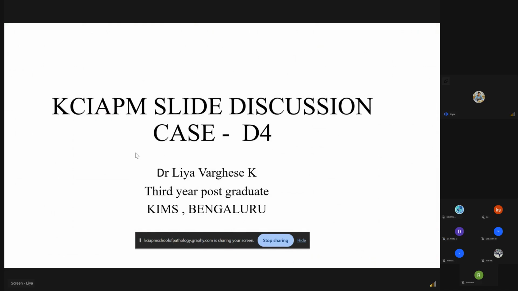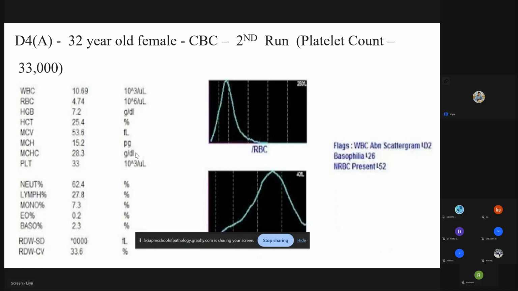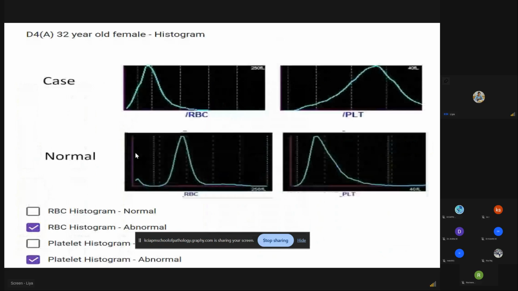First case is a 32-year-old female. The complete blood count in the first run showed a platelet count of 23 lakhs, WBC being 10,700, hemoglobin 7.2 grams per deciliter, and a flag was noted for basophilia and NRBCs, the relative count being 2.6%. The CBC in the second run showed a platelet count of 33,000, which was below normal, and all the other parameters remained the same.